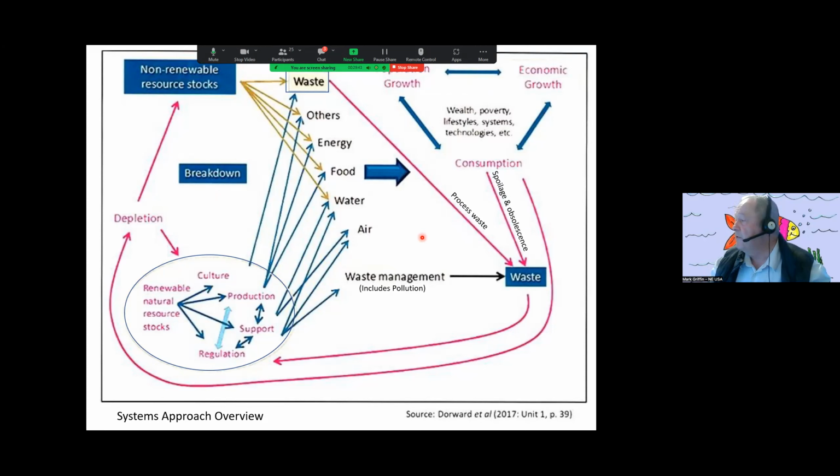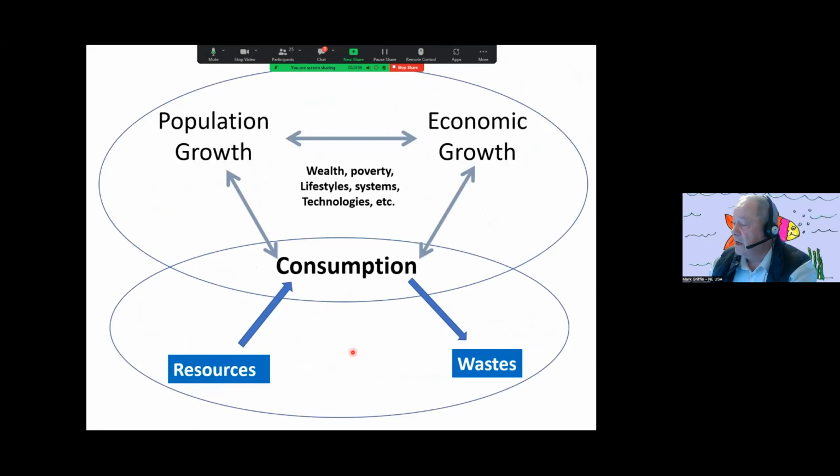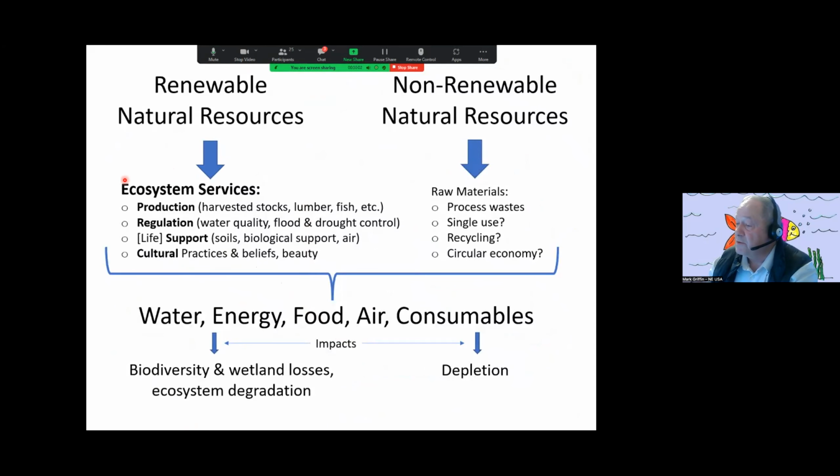This is a systems approach overview. I'll break it down a little. These are a couple of variables: the bigger the population, the bigger the economic growth, the bigger the consumption. Consumption means more resources and more wastes. On this slide, I'm just pointing towards ecosystem services. You've got production, what you harvest, your lumber, your fish. Regulation, it'll regulate floods and drought, and also your water quality. It's a life support system that keeps the soils alive, keeps everything alive, and gives us oxygen. And then the cultural practices, beliefs, and beauty.